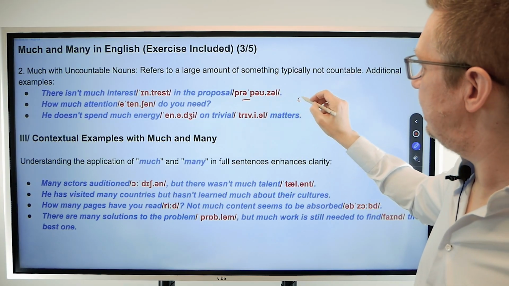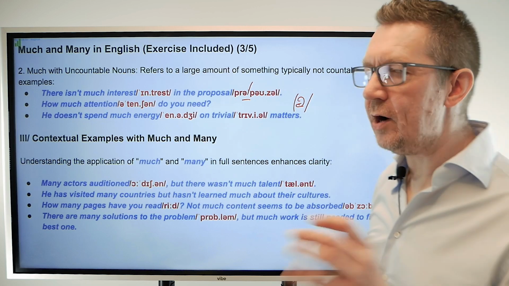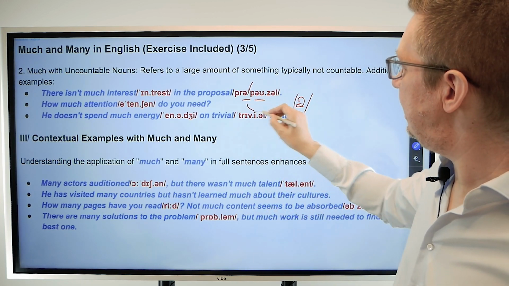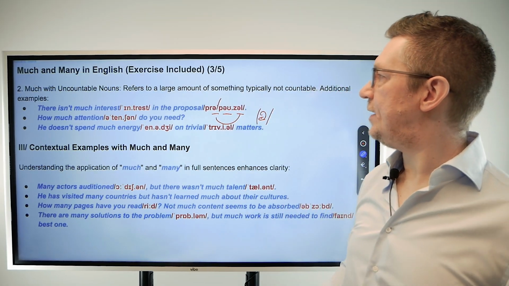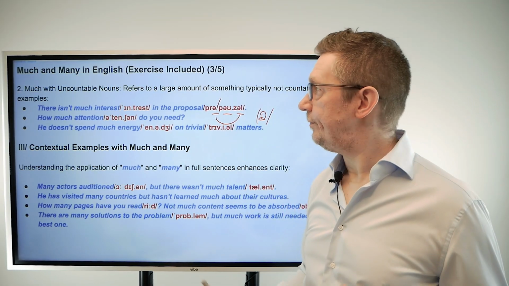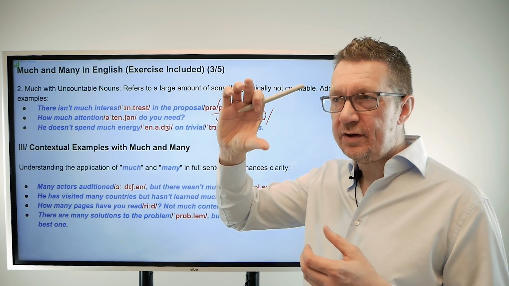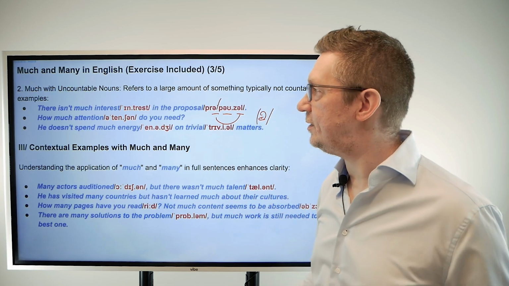Okay, again, schwa here. And then we have proposal. O sound, proposal. So this schwa actually we see here and we see here. Okay, so yes, there isn't much interest in the proposal. Now, in this sense, we're saying that the amount of interest is small. Interest, uncountable, much is used instead.